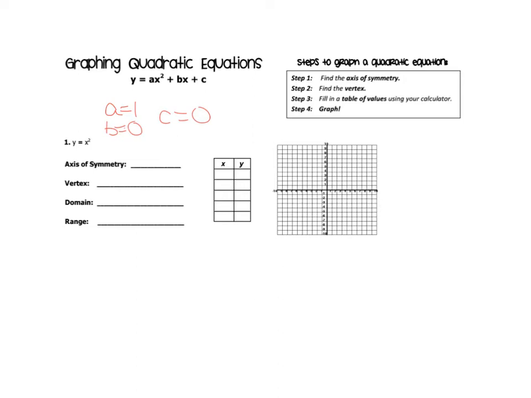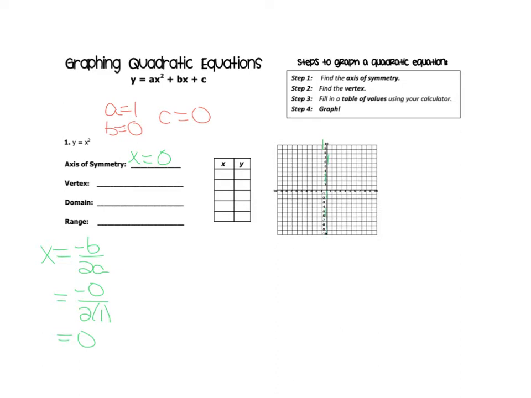So the axis of symmetry, remember, we say x equals minus b over 2a. So the opposite is 0 over 2 times 1. 0 divided by anything is 0, so the axis of symmetry is x equals 0. That means the axis of symmetry is the y-axis. Okay, so your axis of symmetry is going to be that y-axis.